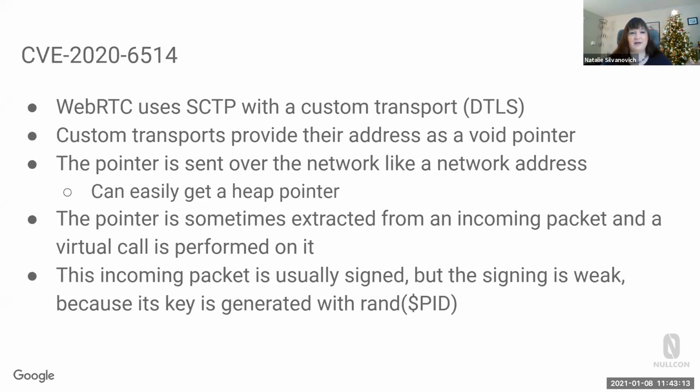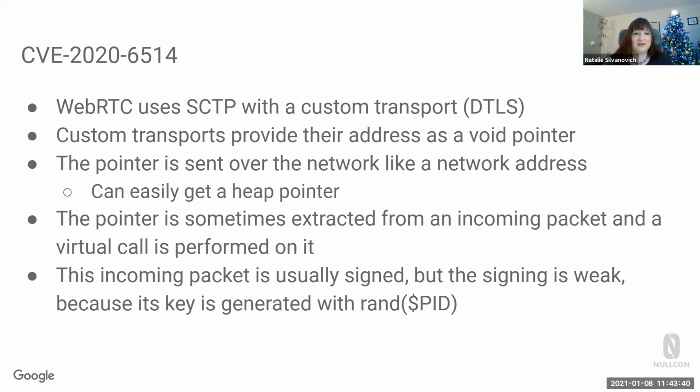But what was more interesting about this bug was that sometimes SCTP will send a packet and then echo the packet back, and it gets used. It turns out the way this worked is when the packet gets echoed back, they would extract the pointer from the packet and do a virtual call on it. So this bug could also be used to very reliably set the instruction pointer as well.